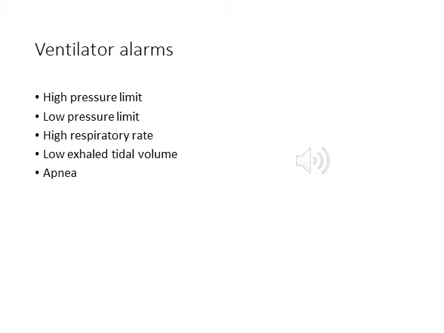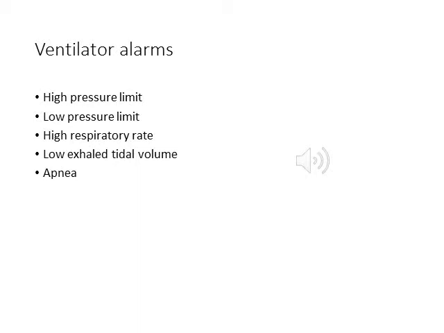High respiratory rate. This can be from anxiety, pain, fever, acidosis, or patient breathing above the set limit. So there's a set limit for the high respiratory rate, and if that alarm goes off, those things need to be assessed. Anxiety, pain, fever, acidosis.